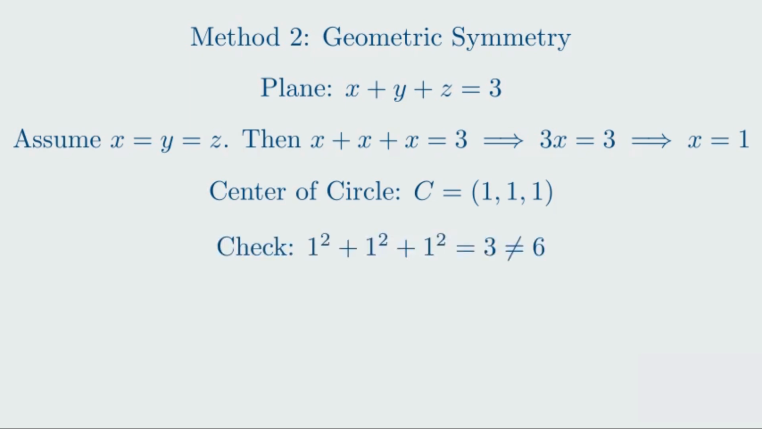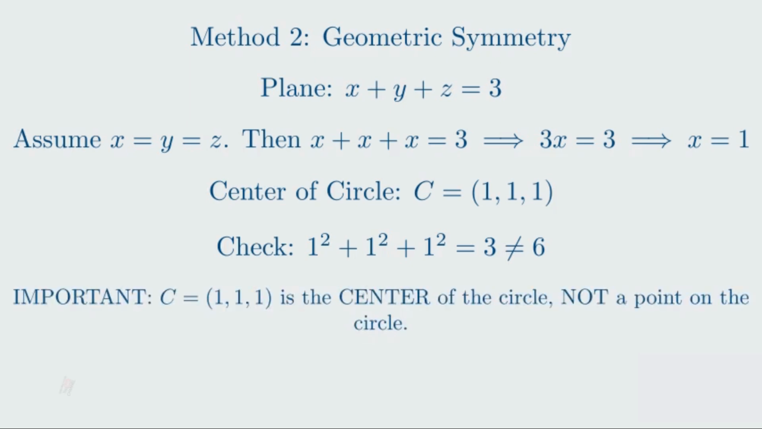Let's quickly check if this point lies on the sphere. Is 1 squared plus 1 squared plus 1 squared equal to 6? No, it's 3. This is a very important point of confusion. This point, (1, 1, 1), is not on the sphere. It is the center of the circle of intersection. Let me emphasize this. The point (1, 1, 1) is the center of the circle, but it is not a point of the circle itself. The circle is on the sphere, not on the plane, so the center of the circle is on the plane, not on the sphere. It's the point in the plane that's closest to the center of the sphere.